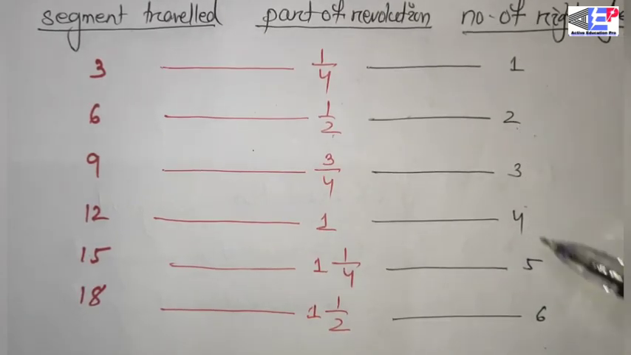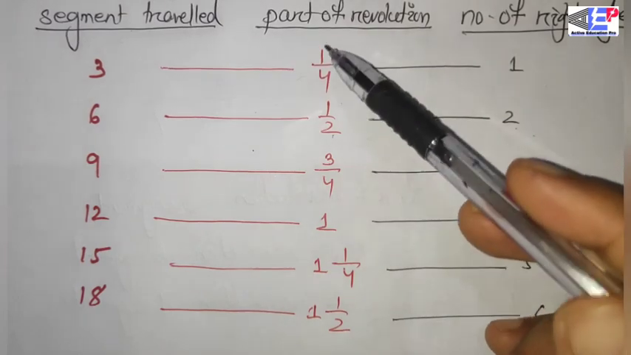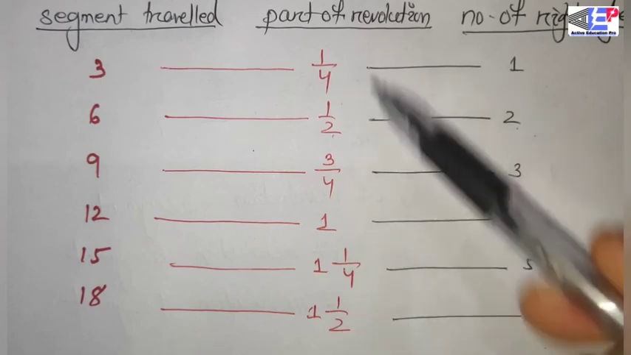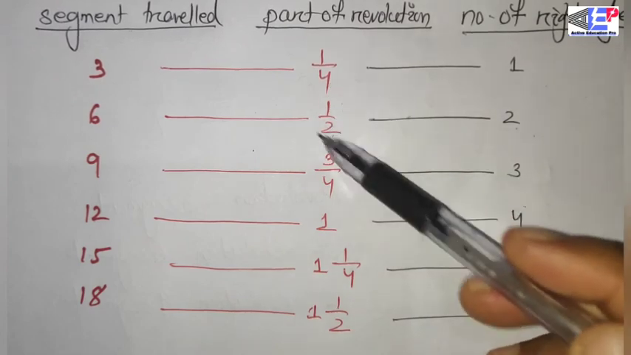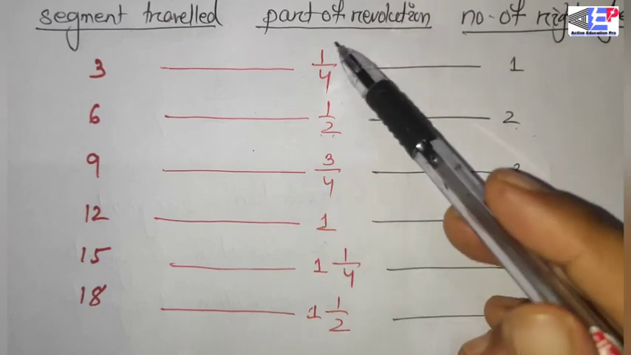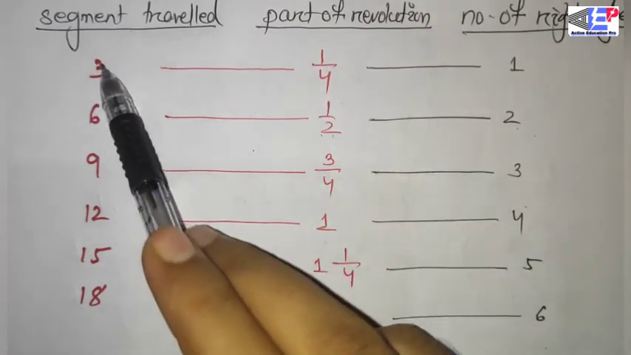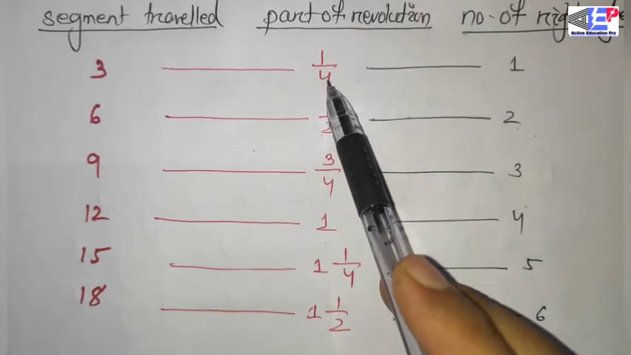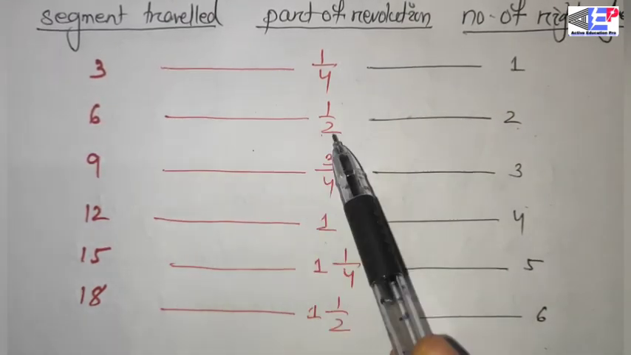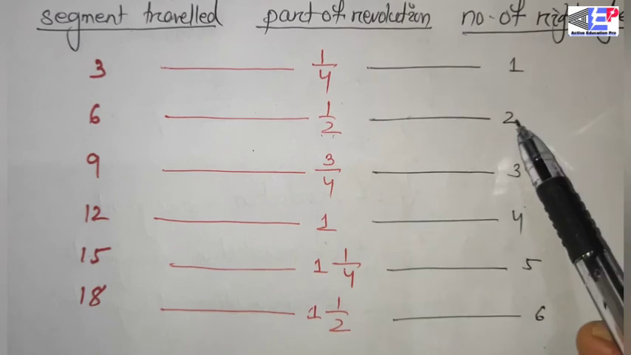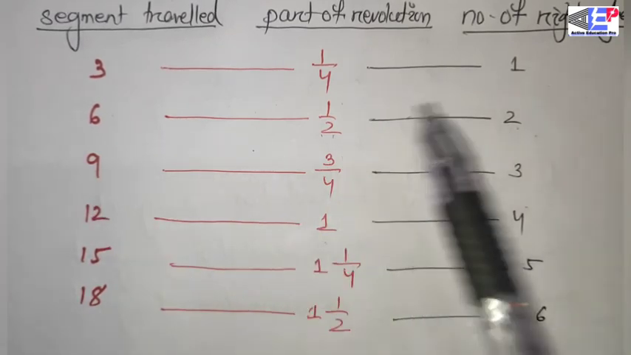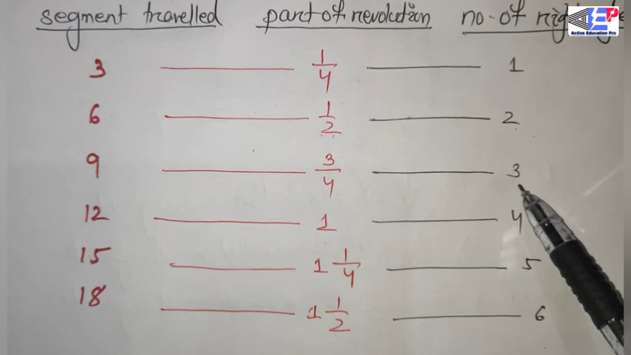1, 2, 3, 4, 5, 6. But here, the part of revolution increases by 1/4. This is 1/4, this is 1/2 which means 2/4, this is 3/4, this is 4/4, because the part of revolution is 1/4 each time. 3 equal segments is equal to 1/4 of revolution, which is equal to 1 right angle. 6 segments is equal to 1/2 of revolution, which is equal to 2 right angles. 9 segments is equal to 3/4 of revolution, which is equal to 3 right angles.